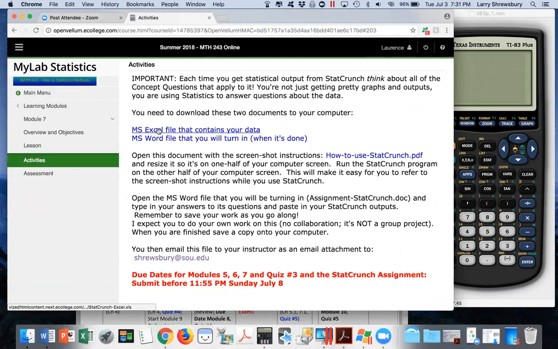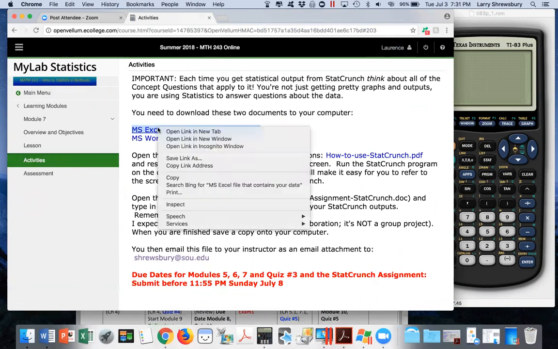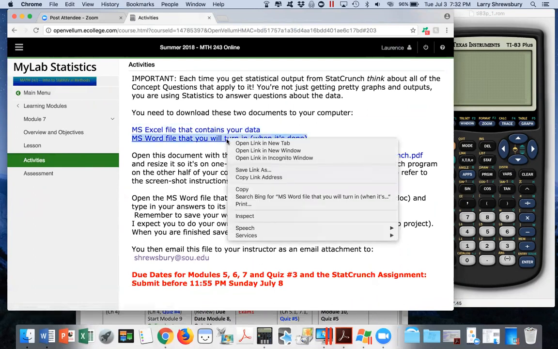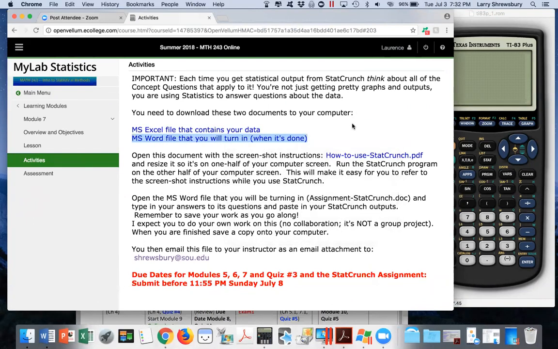Then you want to right click on each of these and save it. This is your data file. Statcrunch is going to take the data from this file and import it into Statcrunch, so you don't have to enter the data by hand. And then, of course, right-click this one and save it. This is the Word document that you're actually going to be doing the work in, and this is what you'll be turning in to me.